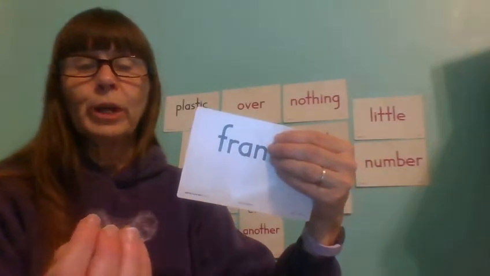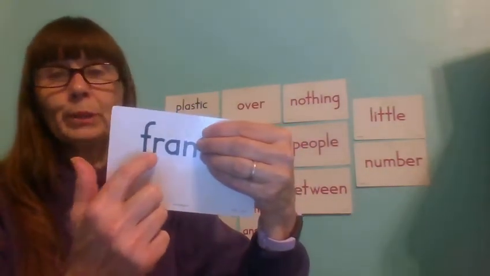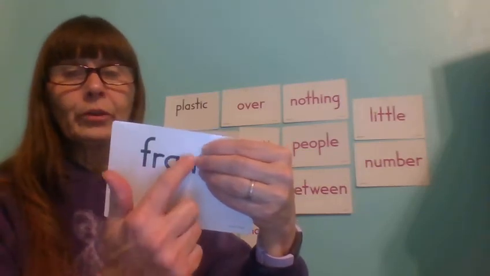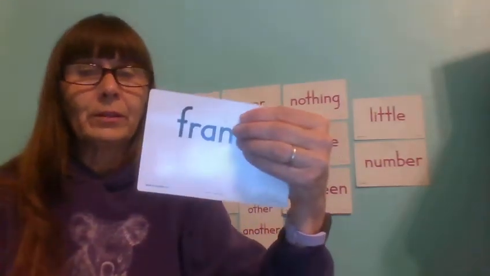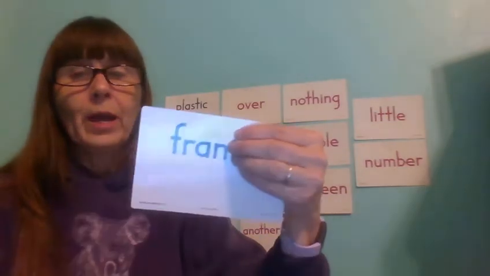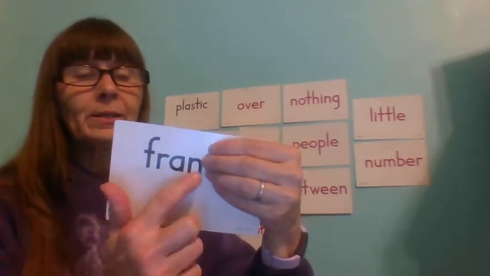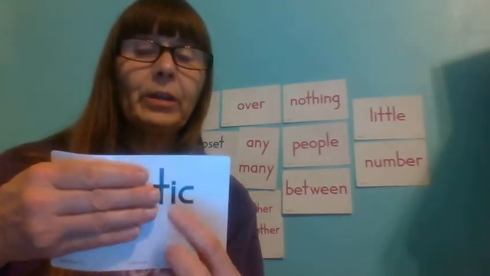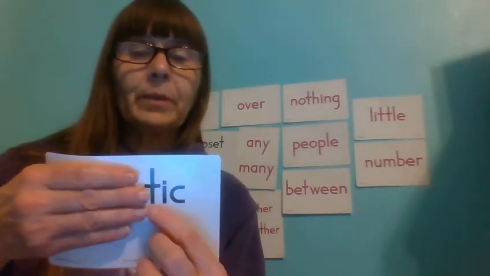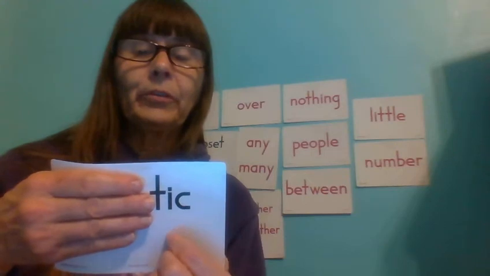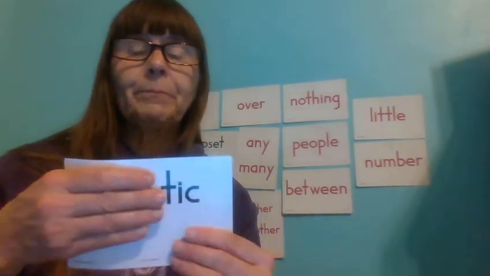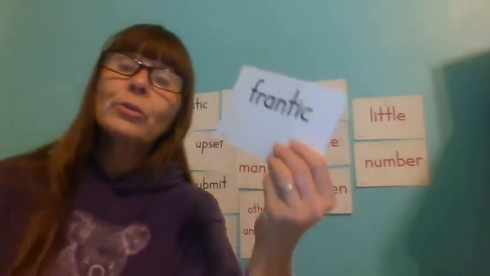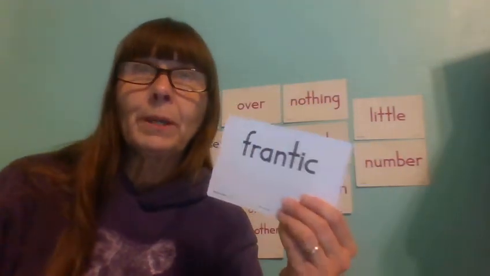Fran, Fran. Underline your blend. Put a line underneath and it says closed because it's got the consonant at the end. Breve over the A. So we have Fran. And then we have this closed syllable, T-I-C, tic. Fran, tic. And that would be underlined, put a C and a breve over the I. Fran, tic.